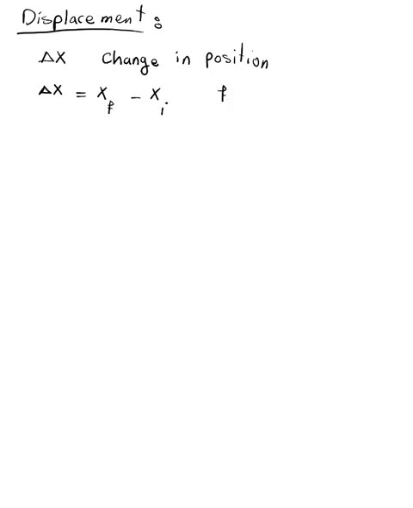So final position minus the initial position. Okay, so again, this has the unit or the dimension of length. So the SI unit for it is meters. So how is this different from the distance? Okay, displacement and distance are actually really quite different.